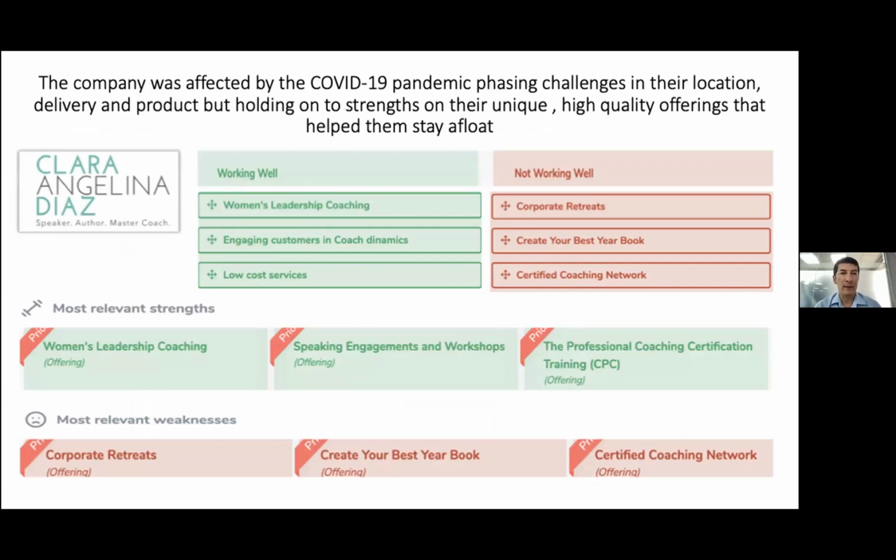The company was obviously affected by the COVID-19 pandemic, facing challenges in relocation, delivery, and product, but holding on to its unique strengths. She is working well in 3 specific areas: women's leadership coaching, engaging customers in coach dynamics, and local services. Not working well, obviously, are corporate retreats because of the pandemic, the book Create Your Best Year, and the certified coaching network. That is the most important thing at this point. Next.